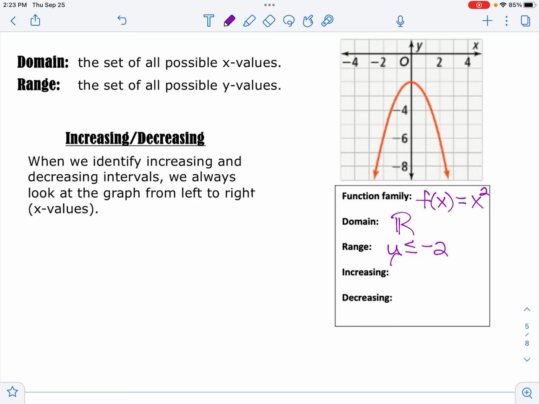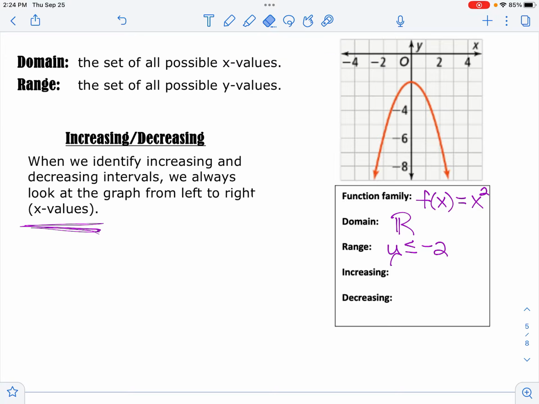So where is this increasing? It starts increasing from negative infinity all the way over to this spot, all the way up until here. Now, when we're doing this, we're only looking at the x values. You'll see that's highlighted right here, just the x values, because increasing and decreasing is already talking about the y values.